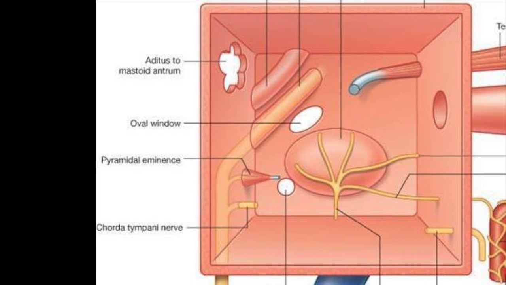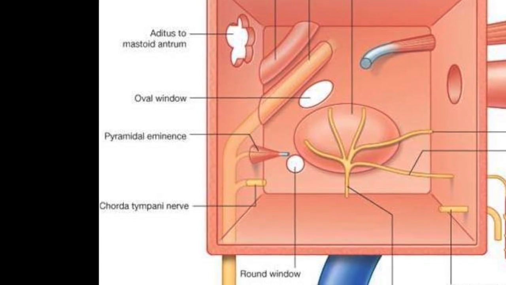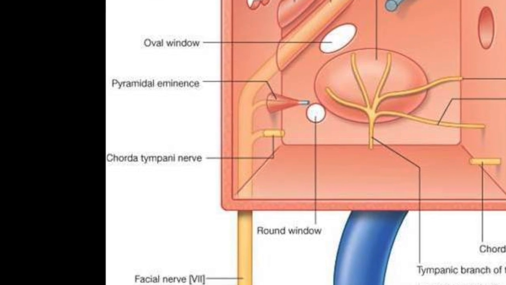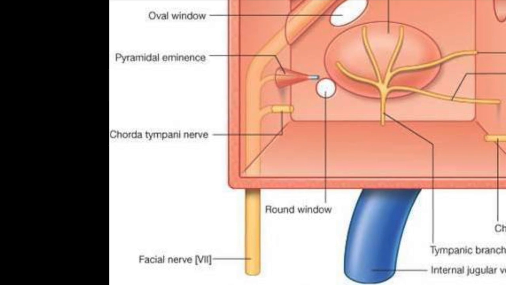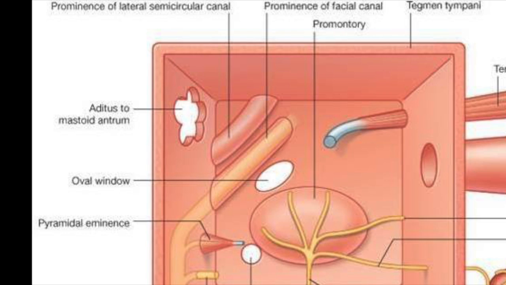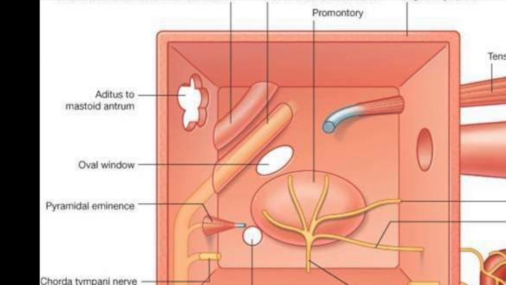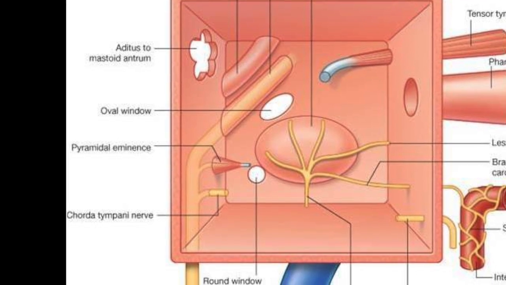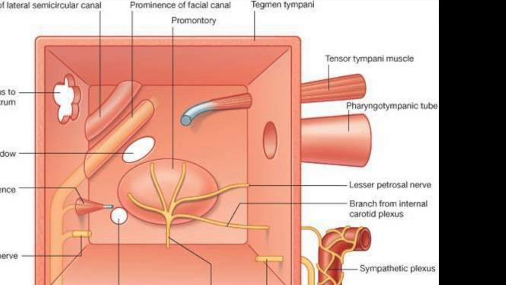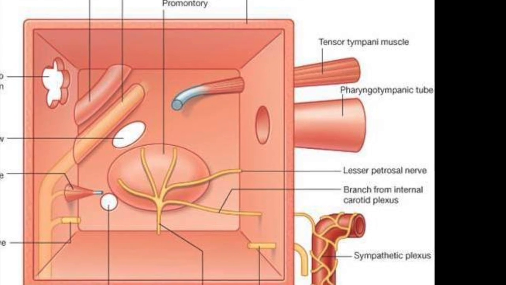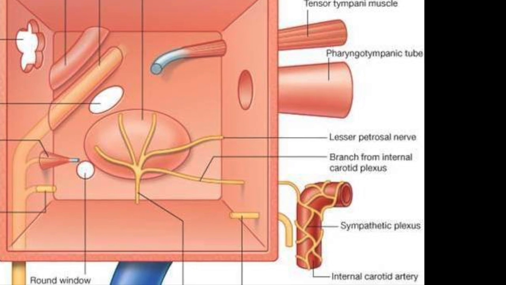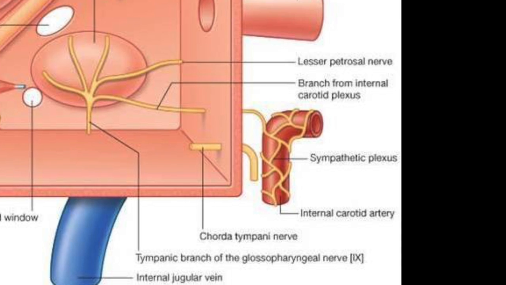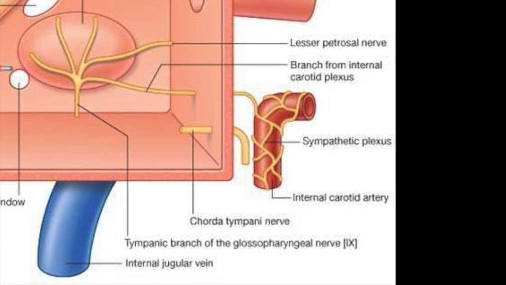To simplify the middle ear, we may visualize it as a six-sided cube. Each face has several significant landmarks. The superior wall houses the tegmen tympani. The posterior wall contains the aditus, the pyramidal eminence, and the chorda tympani nerve. The anterior wall houses the tensor tympani muscle, the eustachian tube, the carotid artery, and the chorda tympani nerve.